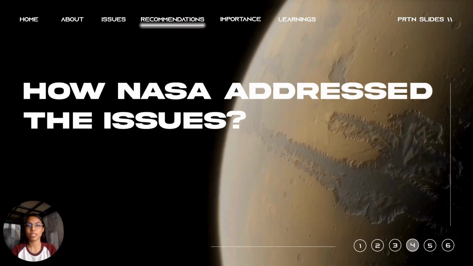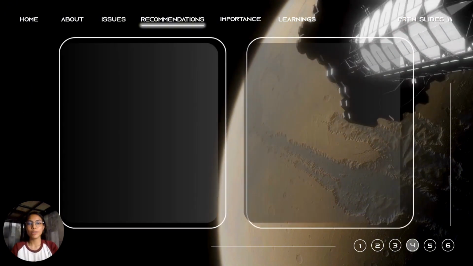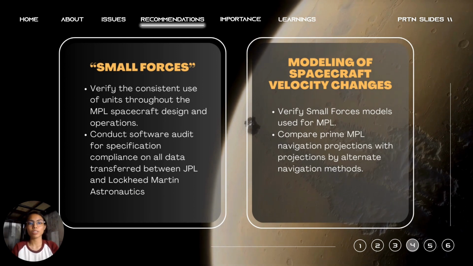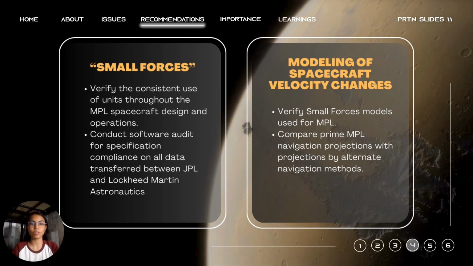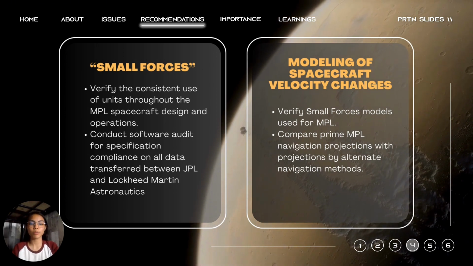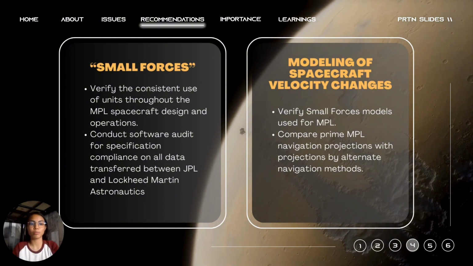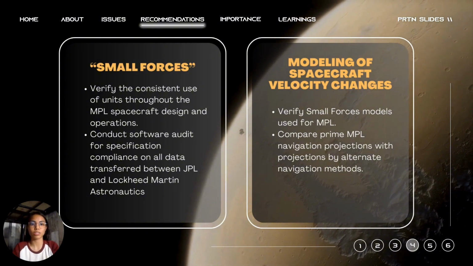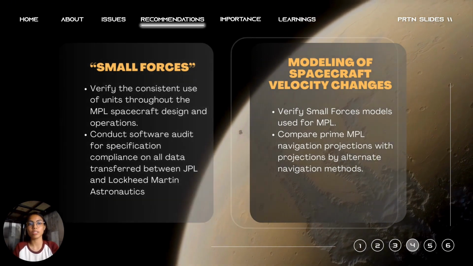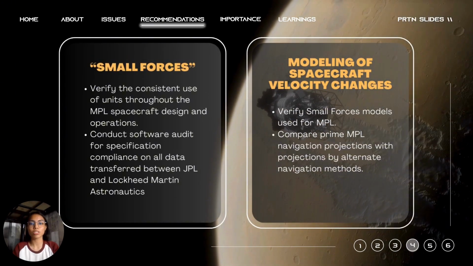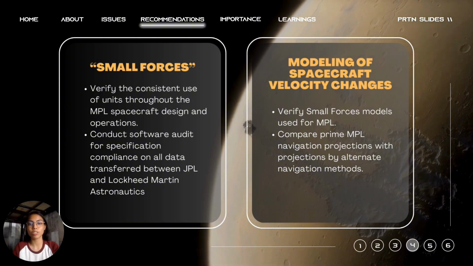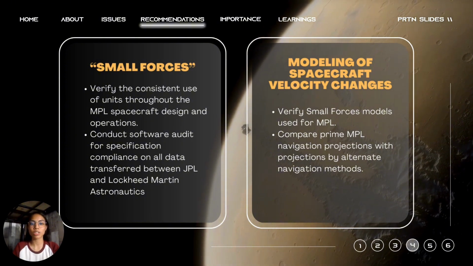How NASA addressed the issues. The following are the MPL recommendations that NASA provides to address the issues. In the small forces issue, verify the consistency of units throughout the MPL spacecraft design and operations. Conduct an audit for specification compliance on all data transferred between JPL and Lockheed Martin Astronautics. Ensure that units are used consistently throughout the spacecraft's design and operations. Conduct a software audit for SIS compliance on all data exchange between the JPL Operations Navigation Team and the spacecraft operations teams.